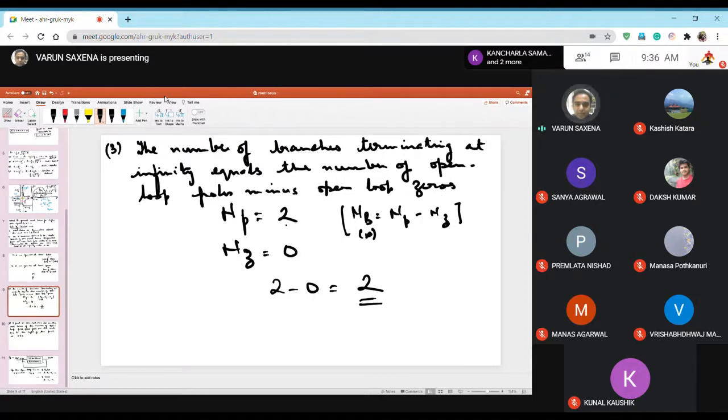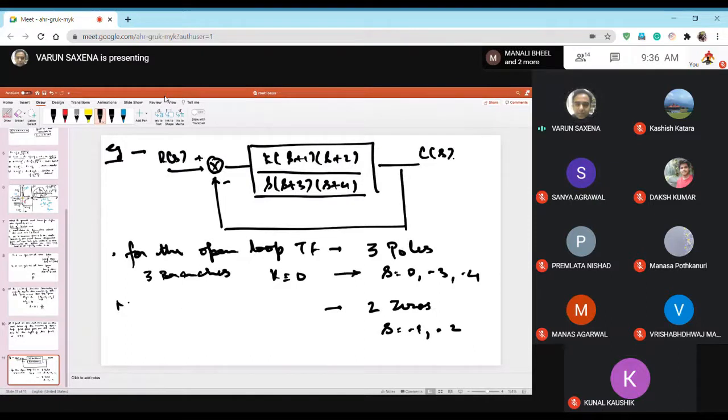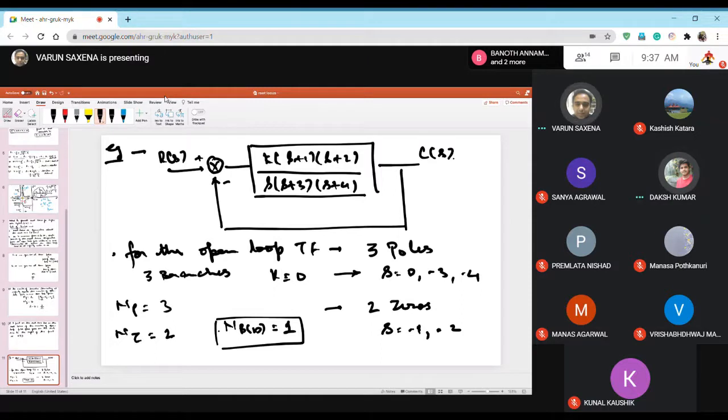That means in our problem, the number of poles is 3 and the number of zeros is 2. So the number of branches terminating at infinity is 1. What will be the fate of the other two branches? They will terminate at the zeros, at -1 and -2. That is how you determine the number of branches, how many terminate at the zeros, and how many go to infinity.